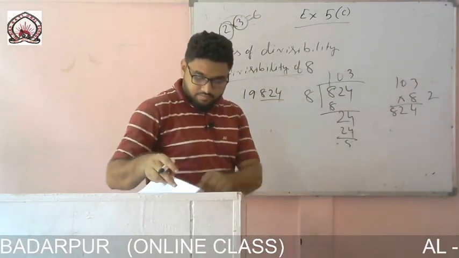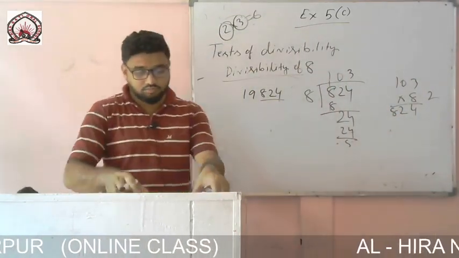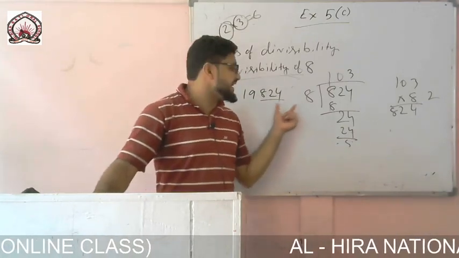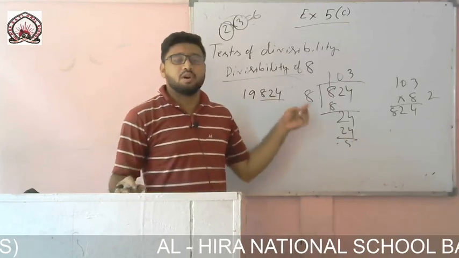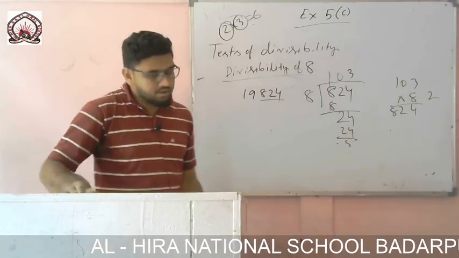So the last 3 digits are divisible by 8. That means 19824 is also divisible by 8.